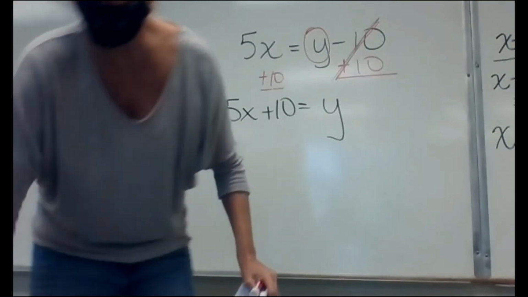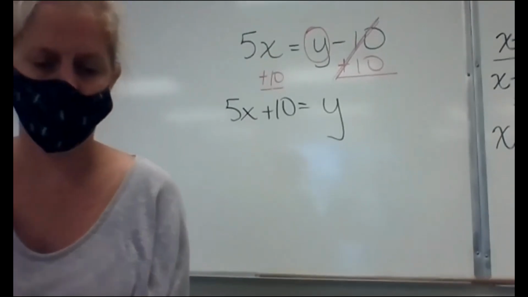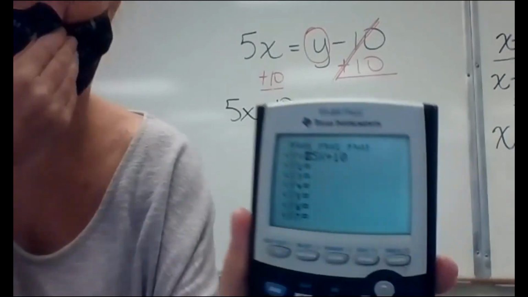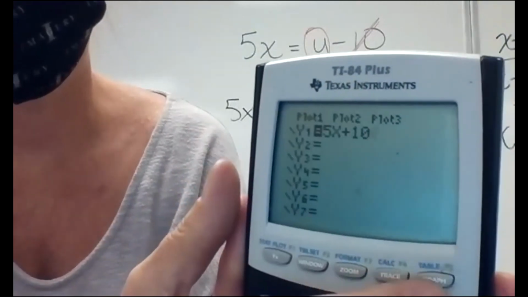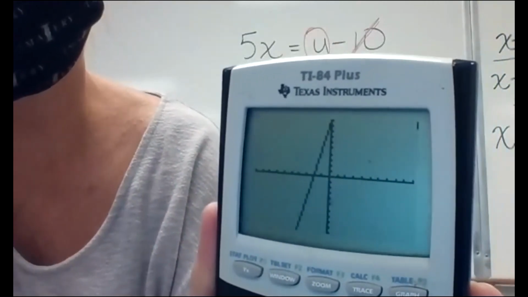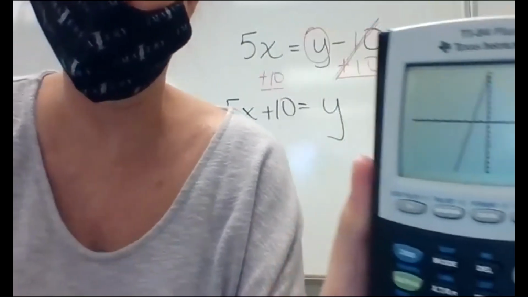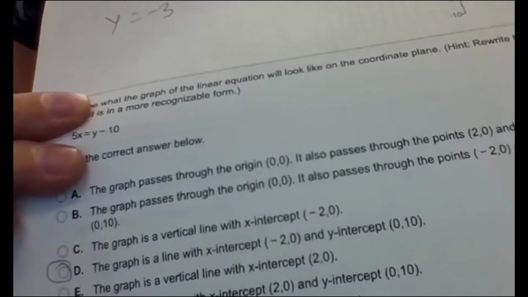So let's put that in our y equals: 5x plus 10. Let's graph it and see what it looks like. All right, so the first thing A says is, the graph passes through the origin, 0, 0. It also passes through the points 2, 0, and 0, 10.